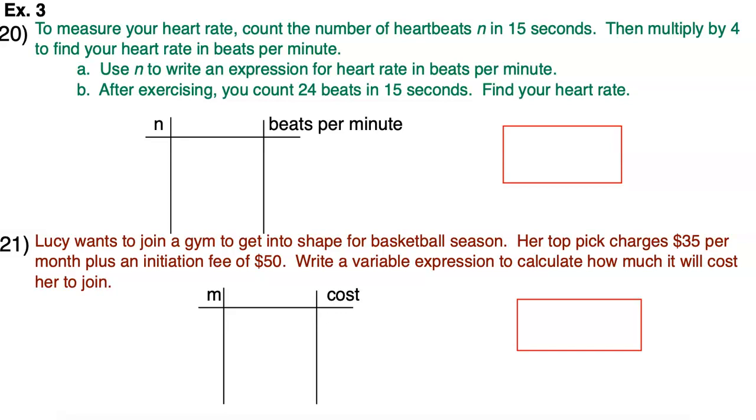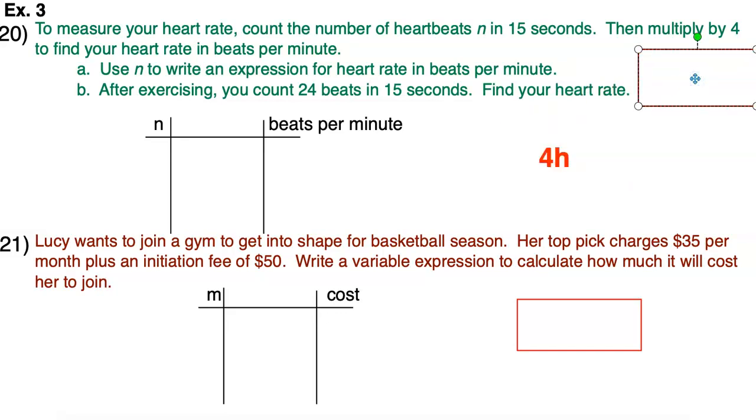This next one, I'm not going to go through and work every single one of these, but to give you an idea, to measure your heart rate, count the number of heartbeats n in 15 seconds. So you'd actually take your pulse for 15 seconds, then you're going to multiply to get your heart rate in beats per minute. So when we set up our equation, we would actually have 4 times h. So in that 15-second time frame, if you ended up with 8, you'd take 15 times 8 and then multiply that by 4.